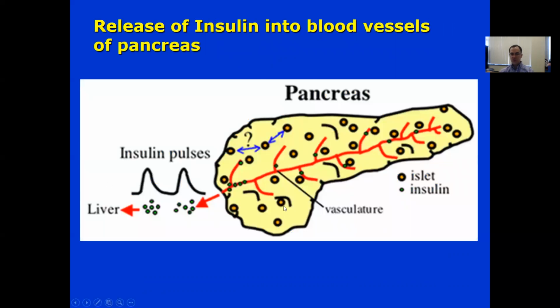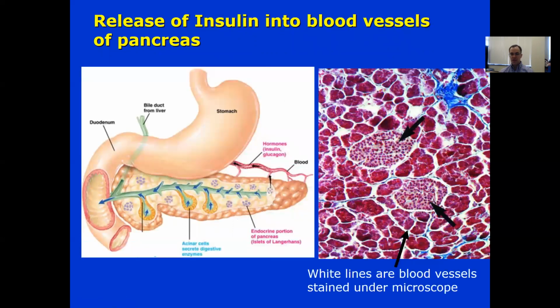So again, this is just the release. Insulin from the pancreas is released in pulses. Again, it's going to be released, pulse 1, pulse 2, and that insulin is going to then make its way to the liver and throughout the rest of the body. Again, just to reiterate, we have insulin in the mesenteric vein. That's where it's going to be released.